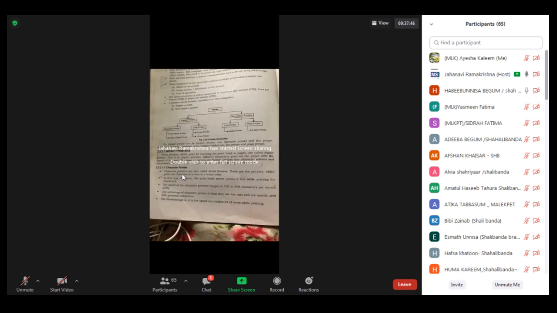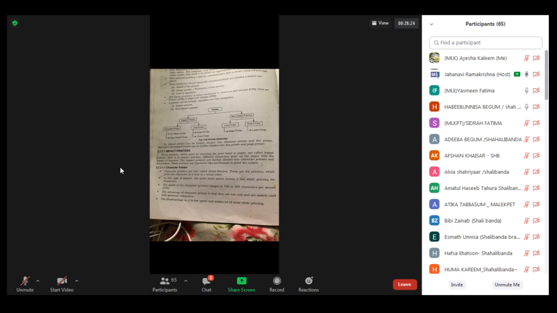You could see the printers categorized into impact and non-impact, and the impact further categorized into character printer and line printer. Again, in the non-impact, you have line printers and page printers. As we know, the speed of the printers is measured in characters per second, lines per minute, and pages per minute. So now you could see the different types of printers we have: character printers, line printers, and page printers.